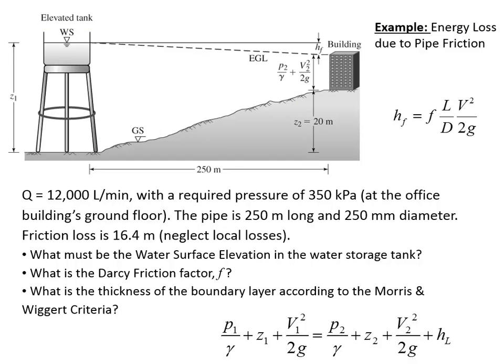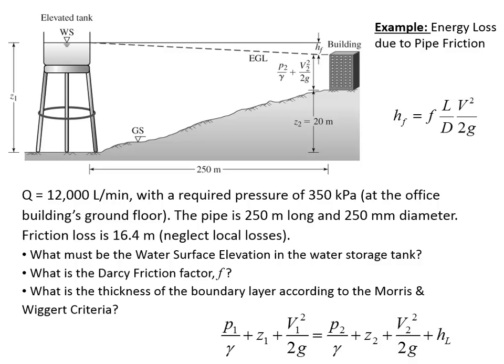All right, so let's take a look at where we're at so far. What's the water surface elevation required in the tank? Remember, it's the water elevation in that tank that is forcing the water through the pipeline and providing the pressure inside of the building. And what we know is that it needs a pressure of 350 kilopascals at the ground floor, meaning at the location where Z2 is 20 meters.